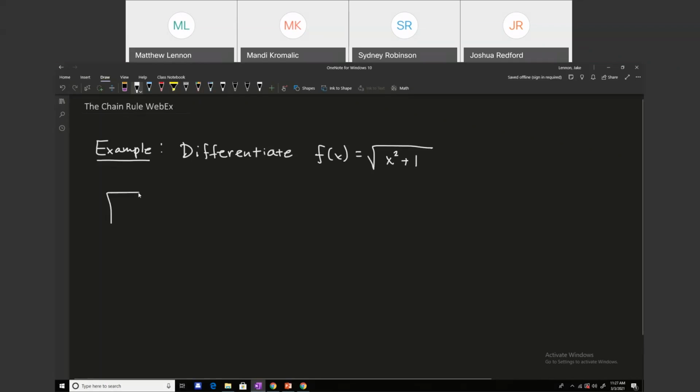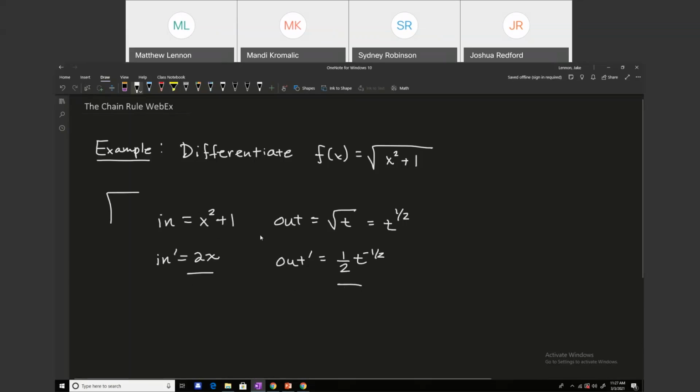So usually the way I like to do it is I'll say, okay, well, my inside function is just that x squared plus 1. And then my outside function, that's what you would plug it into. So I would say this is either the square root of t or t to the 1/2 power. So then you just take the derivative of each one of those. So inside prime would be 2x, and then the outside prime would be 1/2 t to the minus 1/2. And then what you do to find the derivative is you just multiply inside prime with outside prime, and you plug inside back in for t.